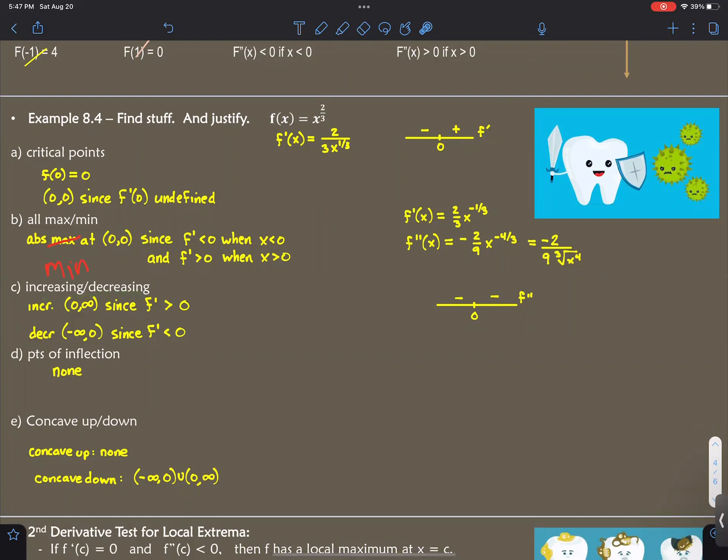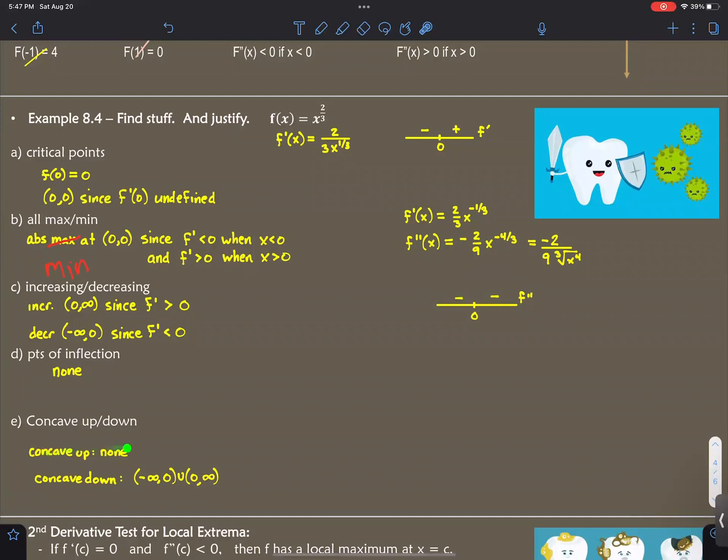Increasing, decreasing, again, we justify by talking about what f prime is doing. So I've written that out here. There are no points of inflection, and we know that because analysis of that second derivative shows us that essentially it's always negative. We never switch concavity.